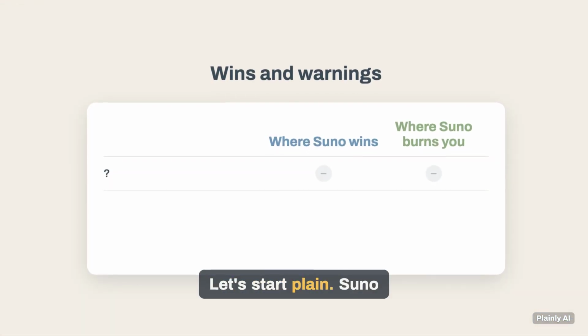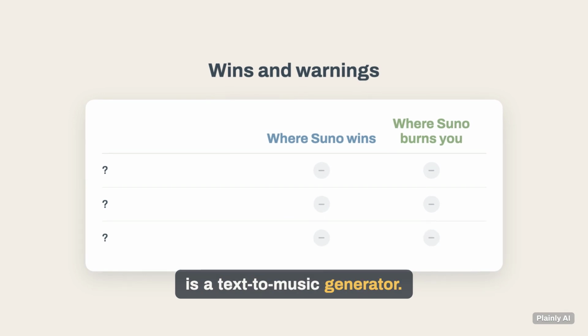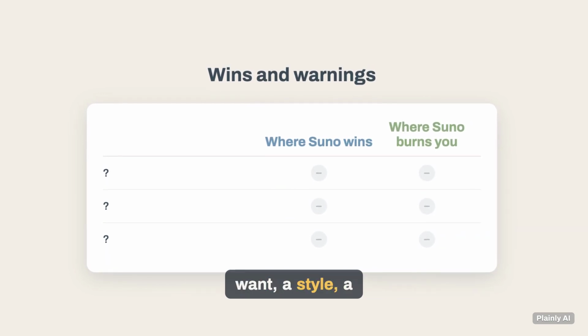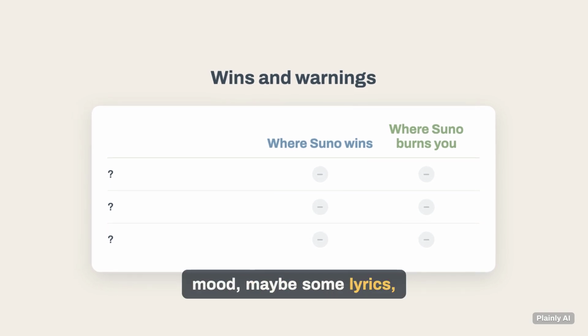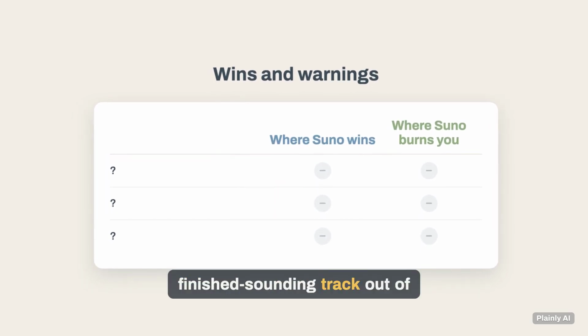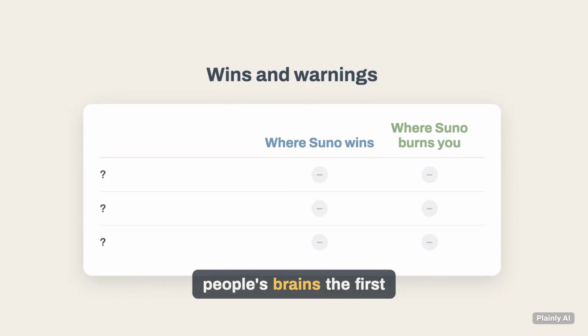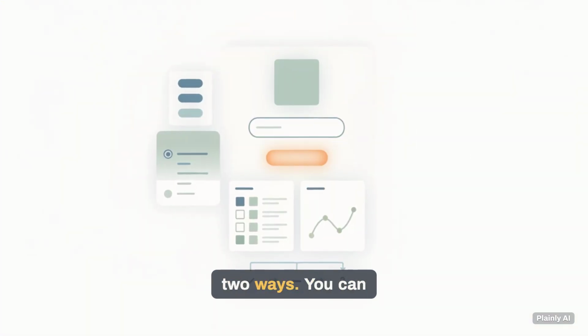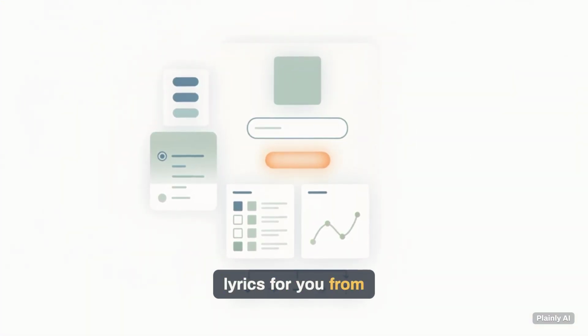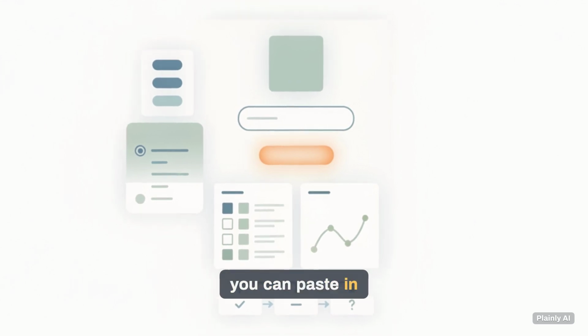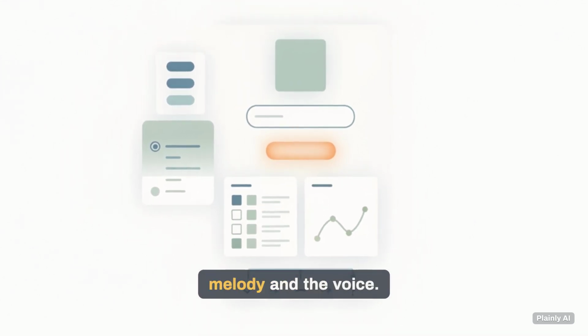Let's start plain. Suno is a text-to-music generator. You describe what you want, a style, a mood, maybe some lyrics, and it builds a finished sounding track out of nothing. Vocals included. That's the part that breaks people's brains the first time. You can go two ways. You can let it write the lyrics for you from a simple prompt, or you can paste in your own words and let Suno handle the melody and the voice.